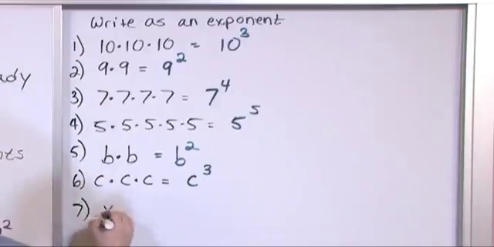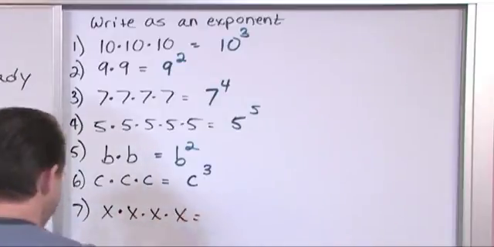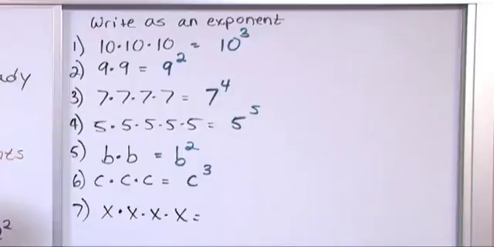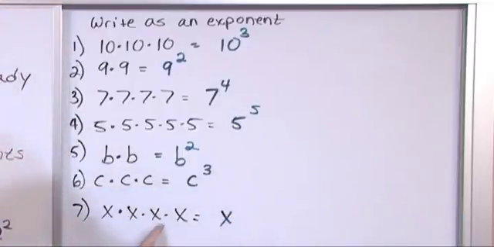What if I have x times x times x times x? You're going to see a lot of x here in algebra. The base is all the same. It's basically the same thing multiplied by itself 1, 2, 3, 4 times. So you see the pattern. There's nothing magical about this. It's just being comfortable with it.